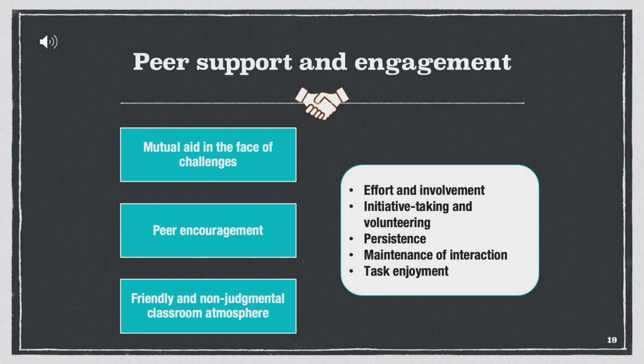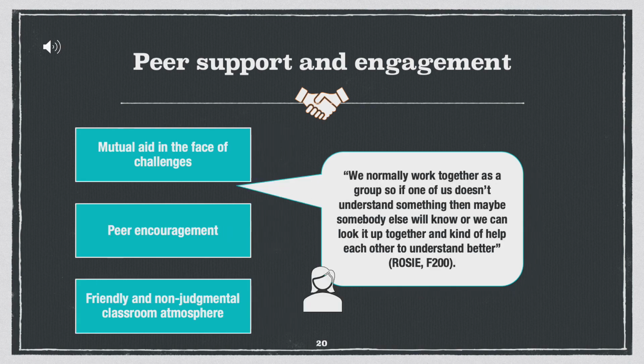Peer support had an influence on different dimensions of engagement, including effort and involvement, initiative taking and volunteering, persistence with classroom activities even in the face of challenges, maintenance of interaction throughout the lesson, and task enjoyment. And here we have an example from Rosie. She said, "We normally work together as a group, so if one of us doesn't understand something, then maybe somebody else will know, or we can look it up together and kind of help each other to understand better."